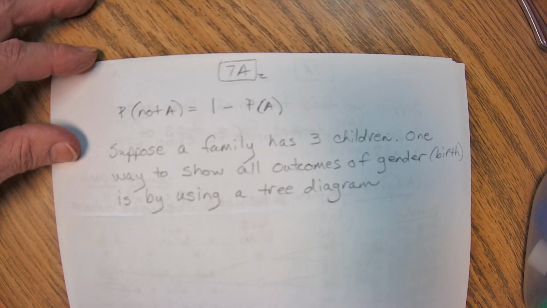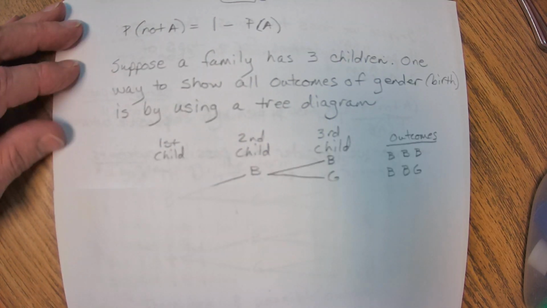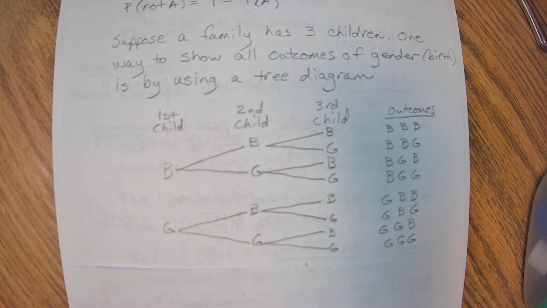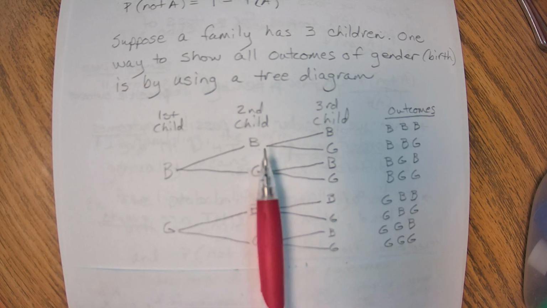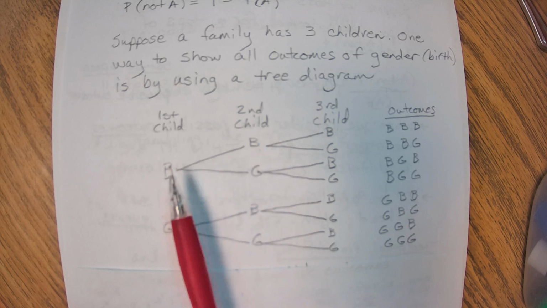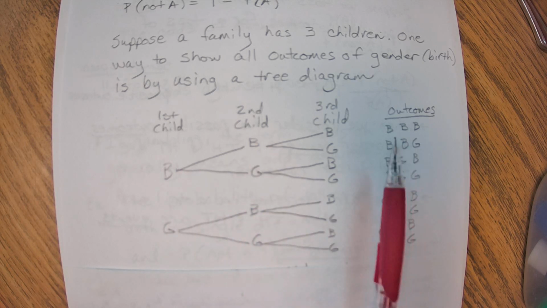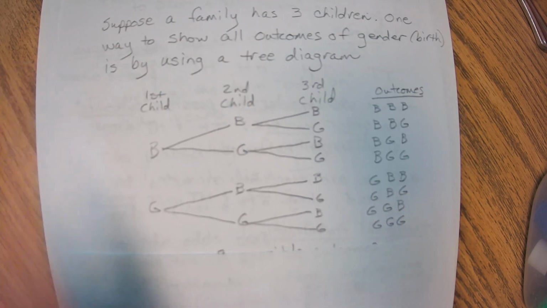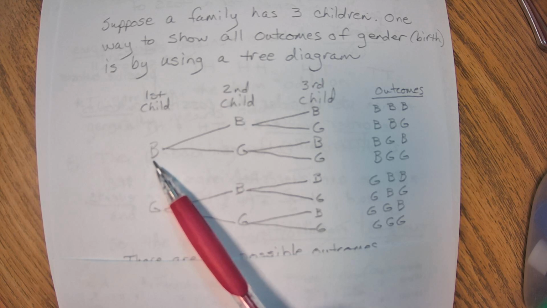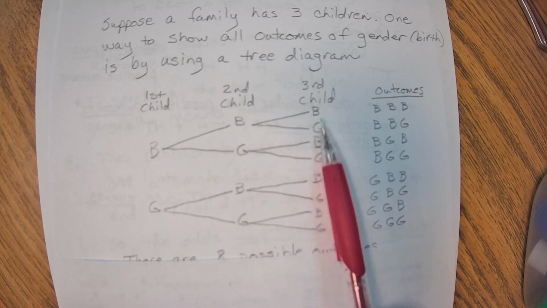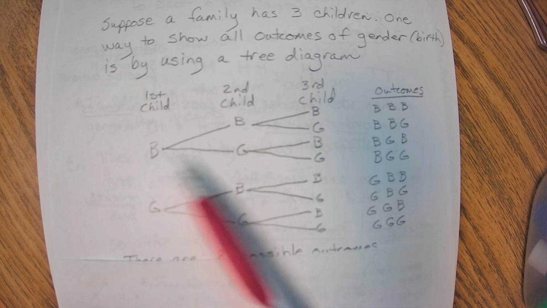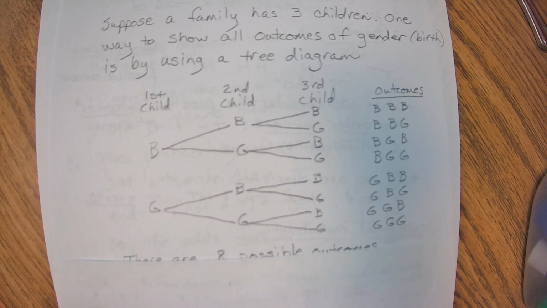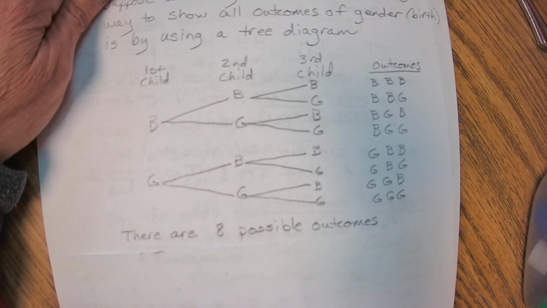So suppose a family has 3 children. One way to show all the outcomes of gender possibilities, gender at birth, is by using a tree diagram. I'm sure you guys have done these before. So this is what a tree diagram looks like. You would list the choices for the first child. These would be the choices for a second child after the first child was born. And then these would be the third child possibilities. So listing all the outcomes, you would just go boy, boy, boy; boy, boy, girl; boy, girl, girl; boy, boy, girl; and do that all the way down, and we can see that there are 8 possible outcomes.